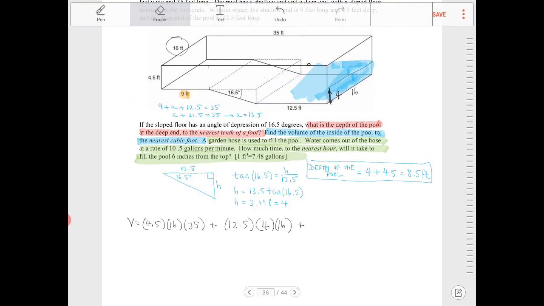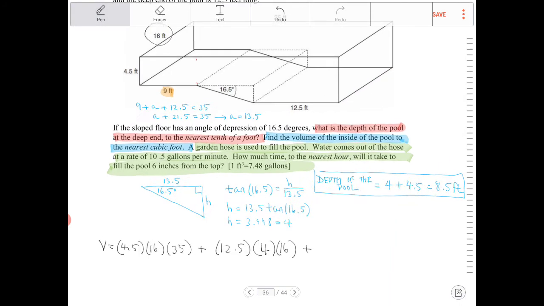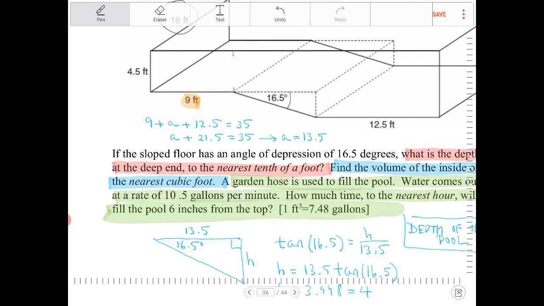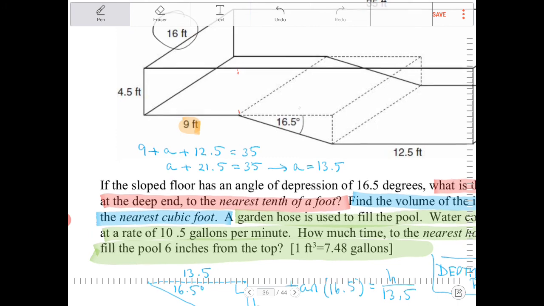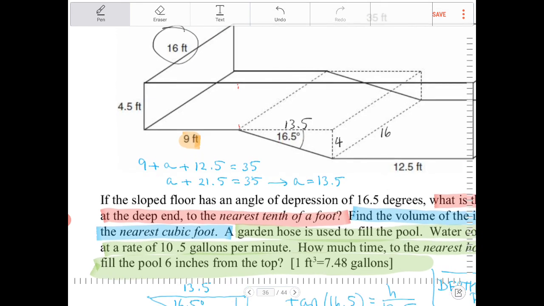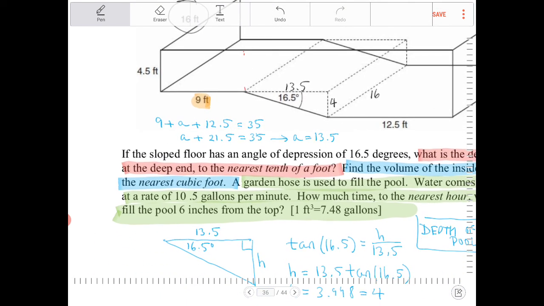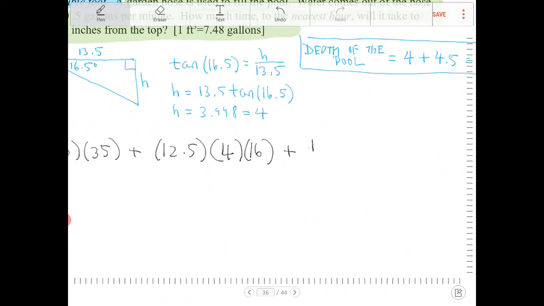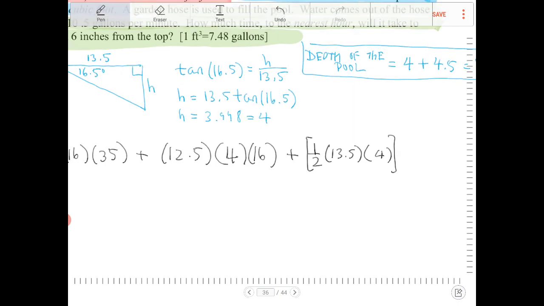And the last one that I'm going to figure out is the triangular prism. So the triangular prism, I was able to determine the dimension of A, which was 13.5 right here, and this was 4, and the depth was 16. So to find the volume of the triangular prism, I am going to do 1/2 of 13.5 times 4. This is the area of the triangle, times 16.